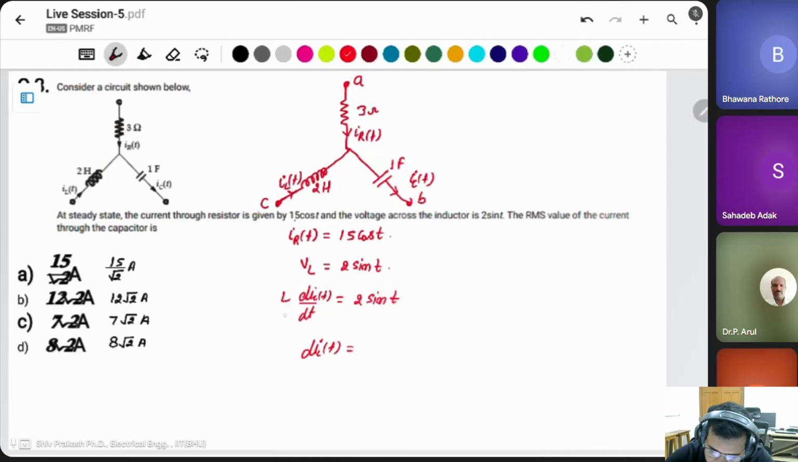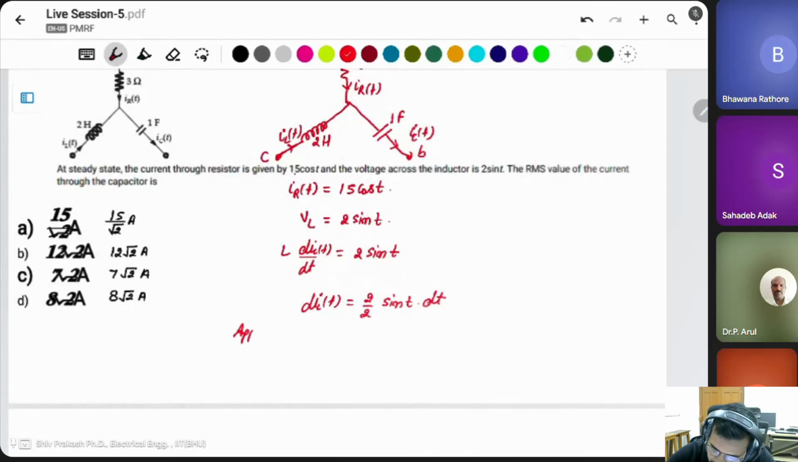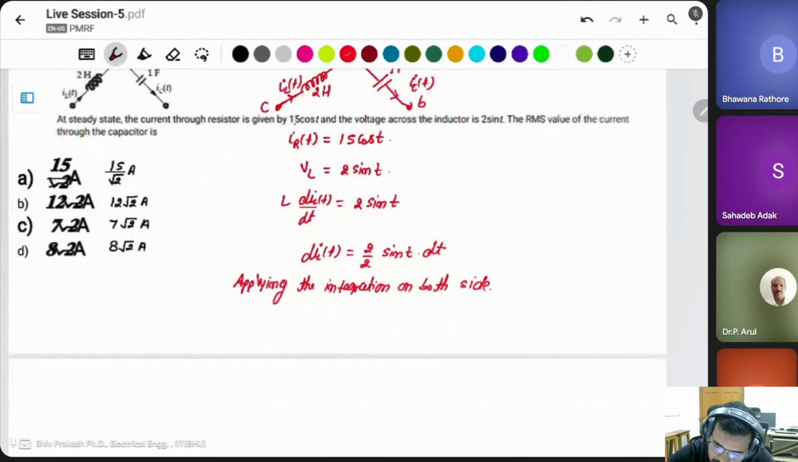IL(t) is equal to, with L being 2 Henry, 2 divided by 2 sin t. You can cross multiply, so dt goes to the other side. Now apply integration on both sides. Simply apply the integration, and IL(t) is equal to 2 cancels out, and the integral of sin t will be minus cos t.